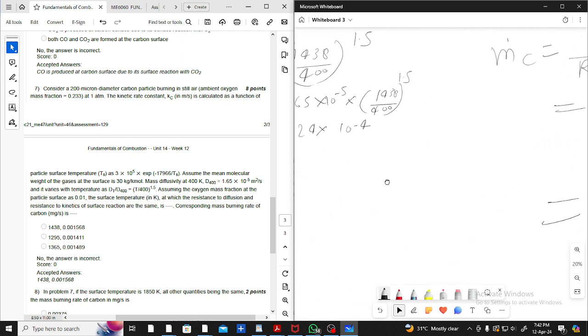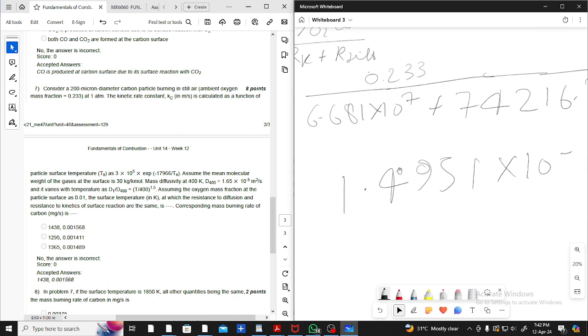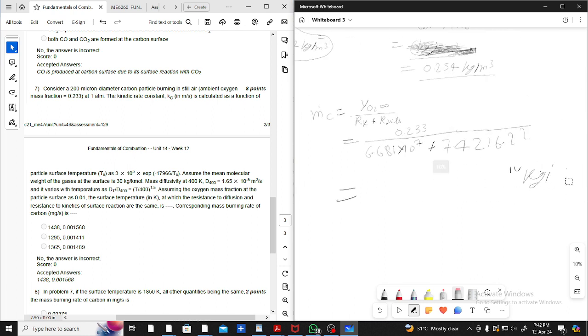But still, how much are you getting? 0.233. Y O2 infinity is 0.233, not 0.01. By mistake I took 0.01. With 0.233, how much are you getting? So it is 3.48 into 10 raised to minus 9.